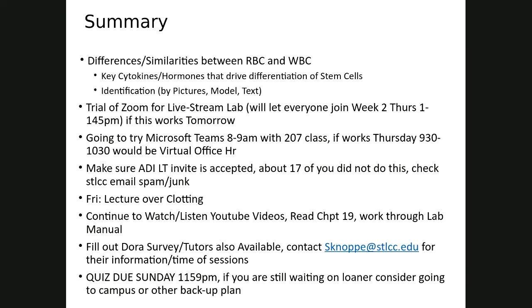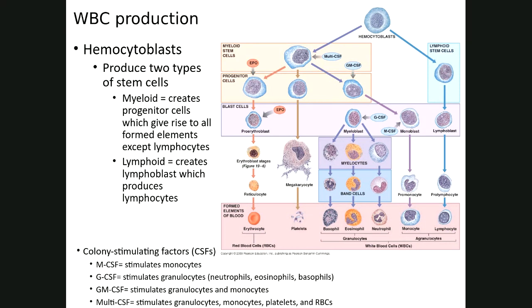If you go back and look at the slides earlier in the chapter, there are a lot of cytokines. Some of the cytokines are interleukins, so they're abbreviated IL. Some are these colony stimulating factors, CSFs. And then there's hormones like EPO, for erythropoietin hormone, and TPO, for thrombopoietin hormone. Those also play a role.